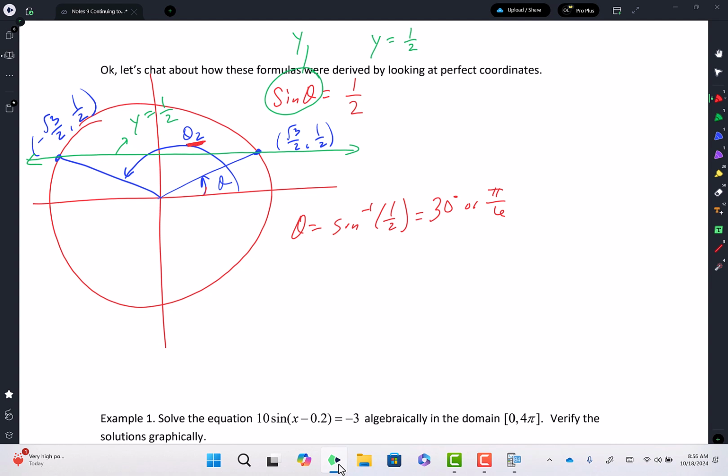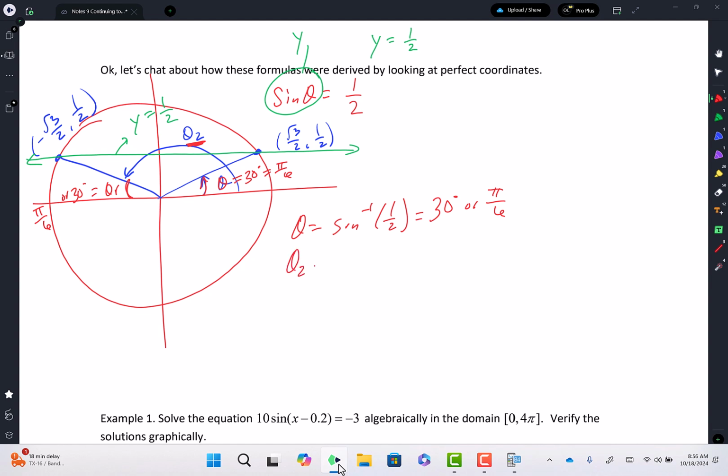See how this right here, the one that I'm circling in red, you guys told me that was 30 degrees or pi over 6. That calculator is always going to spit that out. Well, notice this reference angle right here, I'm going to call it theta r, that is also 30 degrees or pi over 6. So how do I get theta 2?